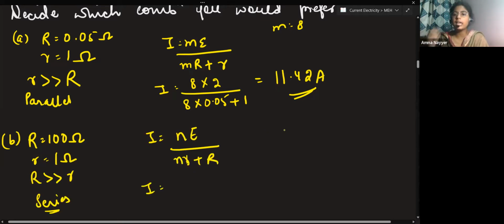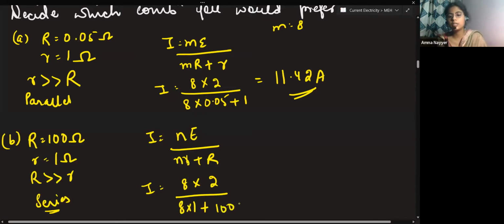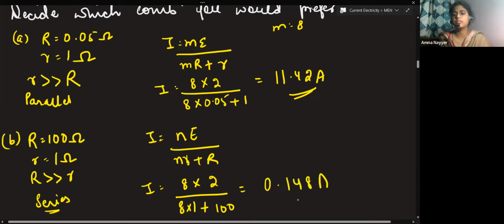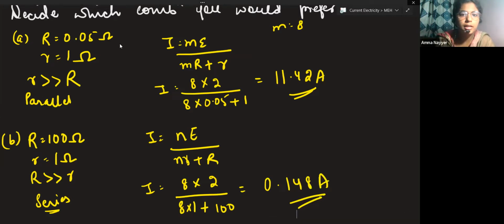So the number of identical cells will remain the same, that is 8. So this becomes 8 into 2. What's the value of small r? 1. So that becomes 8 into 1 plus value of external resistor, that is 100. So this will be around 8 into 2, 16. 16 plus 100. So 0.148 amperes. Just check whether the answer is right. All right, this way you have to manage the questions. Just note down the question as well as the solution.